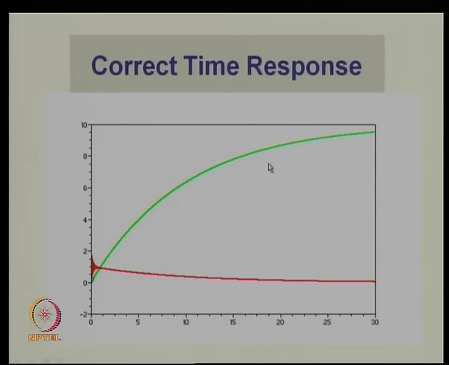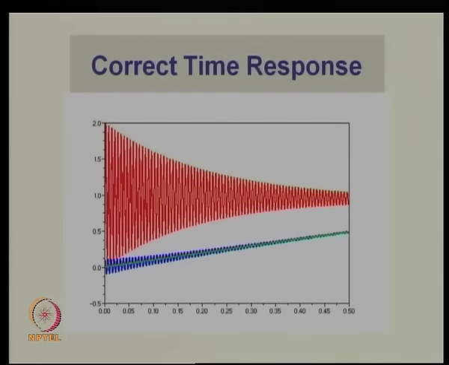This is what I should be getting, and if I try to simulate this just from 0 to 0.5 seconds, this is what I should be getting. This is VC and this is I1 and I2, green and blue. So, this is the correct time response.